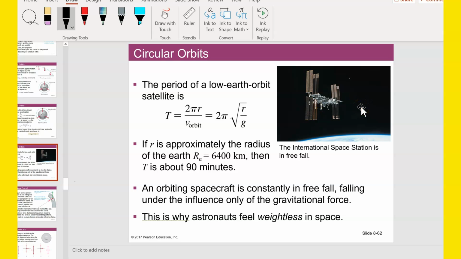It's amazing that a satellite is going all the way around planet Earth in an hour and a half. That's amazing. An orbiting spacecraft is constantly in free fall, falling under the influence only of the gravitational force. This is why astronauts feel weightless in space. The International Space Station, where the astronauts are, they feel weightless because this thing is constantly in free fall.